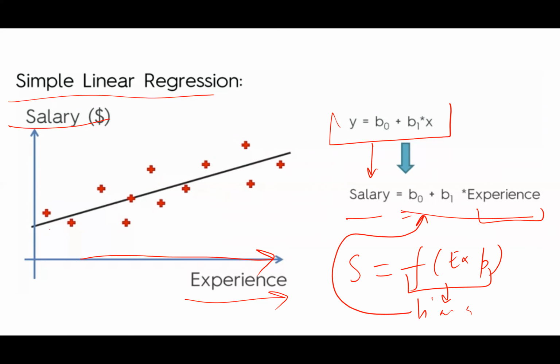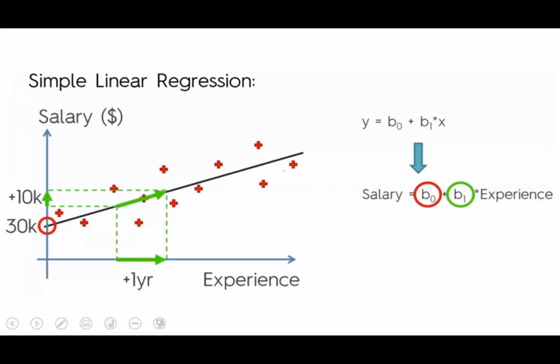Right? So I want to find the equation of this line, which is at the minimum distance from all these data points, right? So here b naught and b1. So b naught is this 30K, right? I told you that b naught is this height. It basically says when the experience is 0, what is the salary you are getting. So my data is saying at experience equal to 0, salary is equal to b naught. If you put 0, this whole thing will become 0. So my salary is equal to b naught.